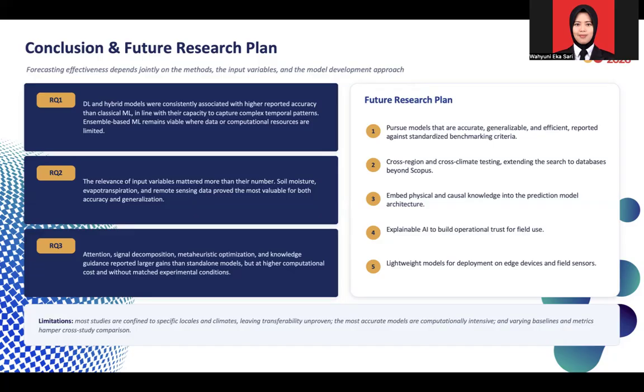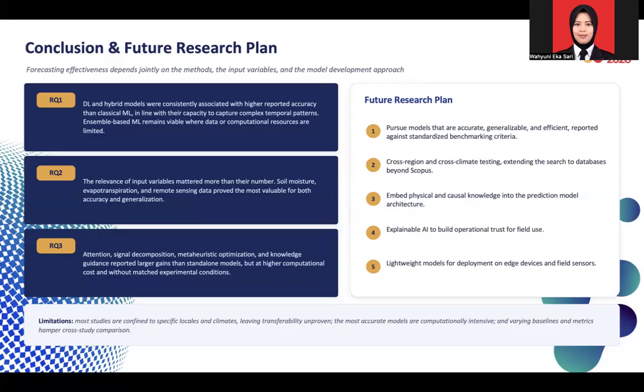For RQ3, attention, decomposition, metaheuristics, and knowledge guidance report larger gains than standalone models, but at a higher cost and without matched experimental conditions. Our limitations are clear. Most studies are confined to specific locales and climates, so transferability is unproven. The most accurate models are computationally intensive, and varying baselines and metrics hamper comparison too.